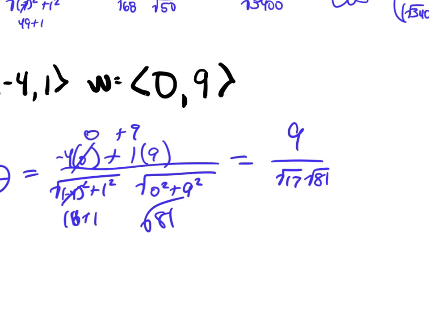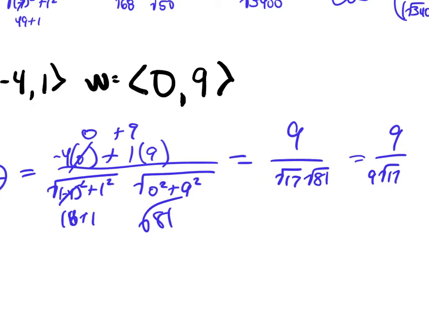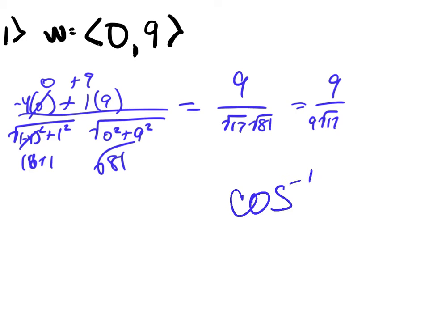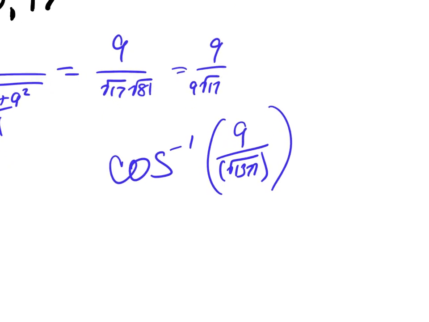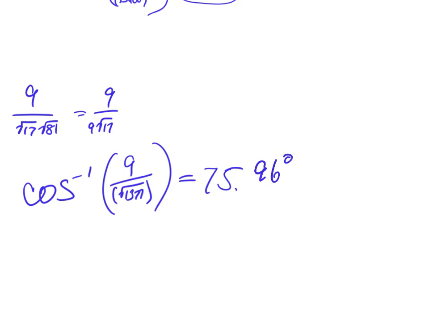Okay, so you could put this in your calculator like this. You could multiply 17 and 81 and put it under one big radical. It doesn't matter. But you need to, in your calculators, hit second cosine, and then you have 9 divided by, what's 17 times 81? If you want to do square root of 1377, close that parenthesis and close the whole thing. What do y'all get? No, I calculated. You said 1377? Yeah. 75.96 what? Degrees. Good.